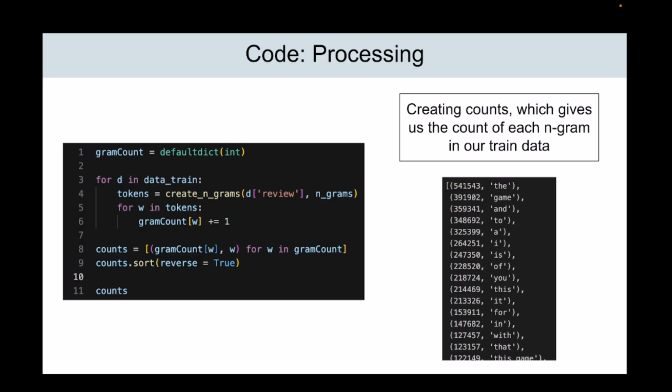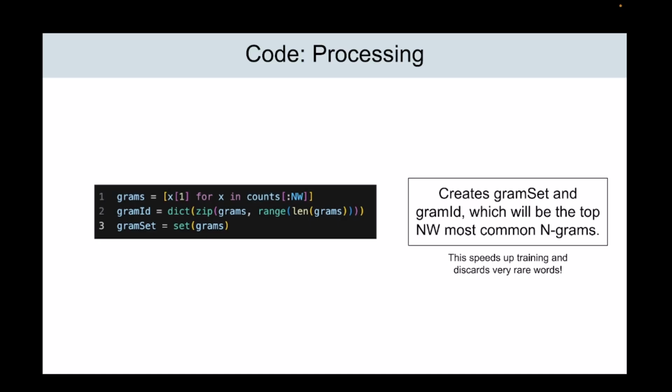Next, we'll create gram counts, and these counts basically tell us the count of each n-gram in our entire train data, and we simply do this by looping through our data and essentially counting the number of times we see each gram. And we do this because we want to create gram set, which essentially will only include the top NW words that we want to look at. The reason we actually do this is because if we have many words that we're going to be looking at, then our model will be very difficult to train. It'll be very time consuming. So by only looking at the top NW words, we'll speed up our training.